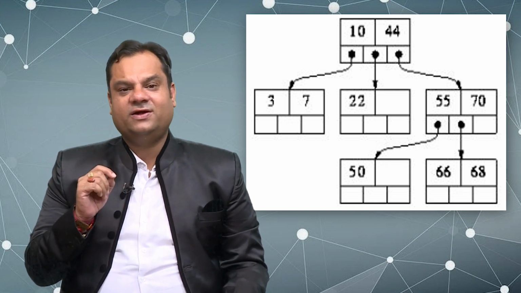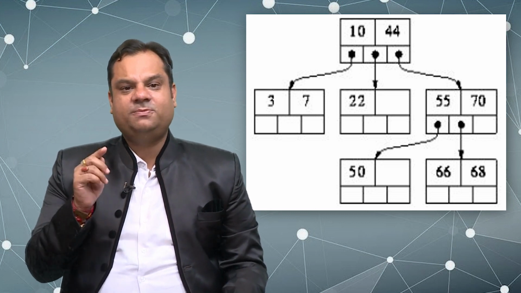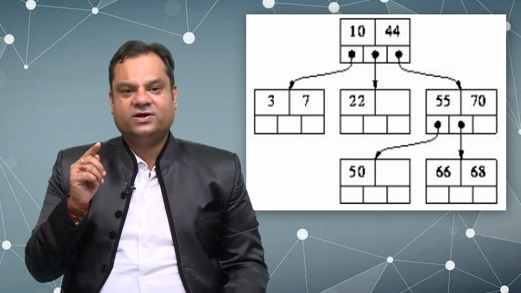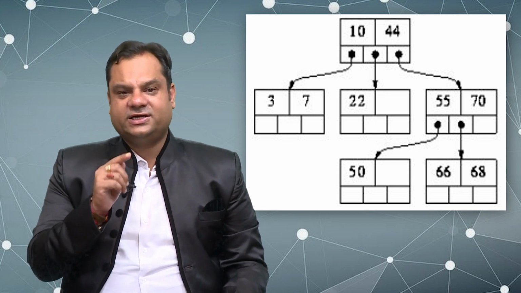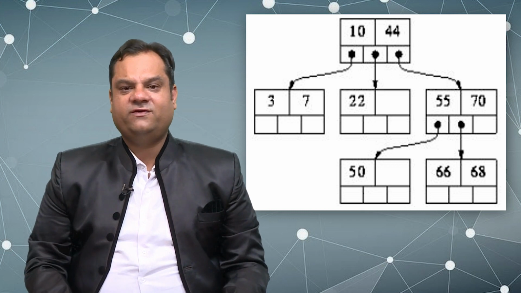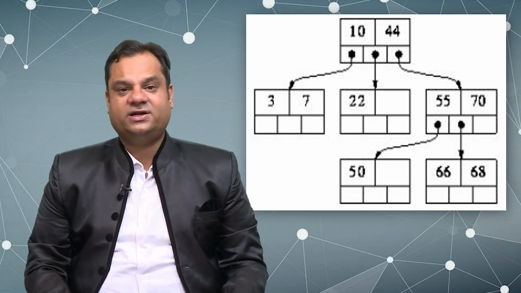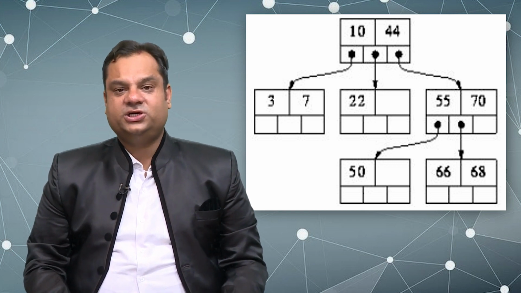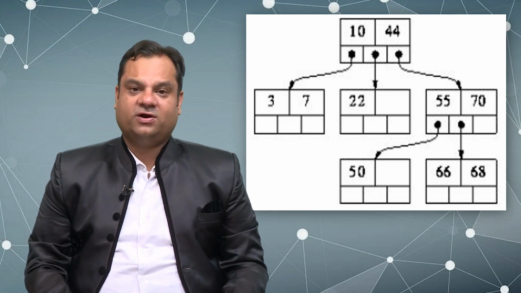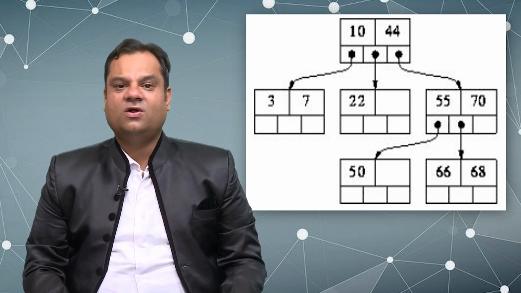Now in the second level, I'm talking about the next height. The next generation: the node with 10 and 44 produces three children. The first is 3 and 7, and the second child is 22. Now another one, 55 and 70. Both are greater than 10 as well as 44. That's why they should be connected as the right child of 44. So 55 and 70 are both connected as a right successor of 44.